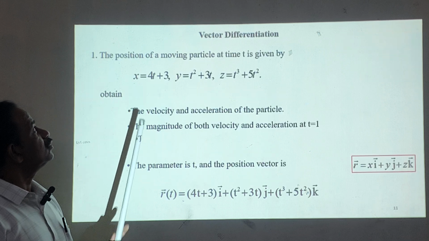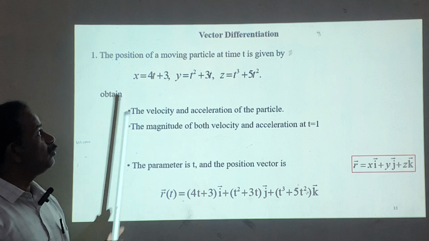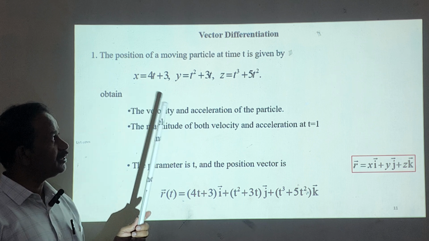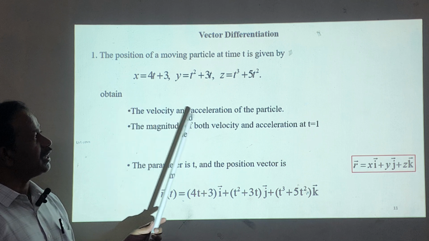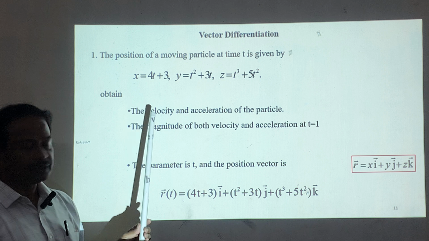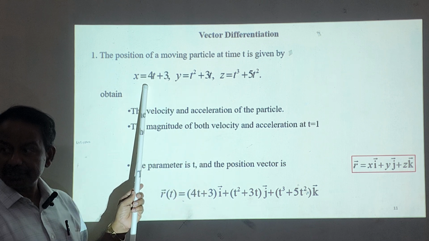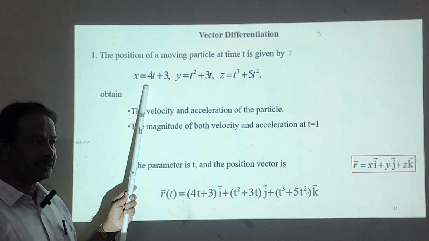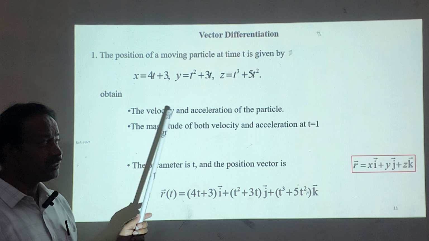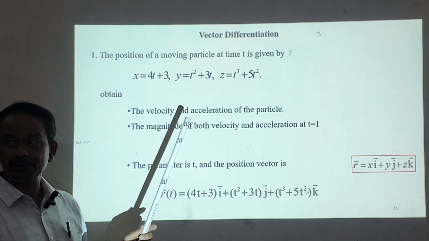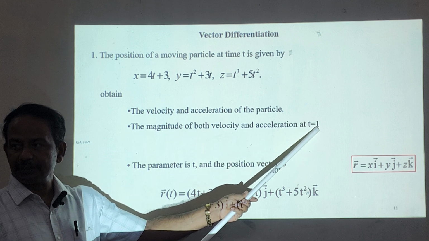Now vector differentiation. The position of a moving particle at time t is given as x equals 4t plus 3, y equals t square plus 3t, z equals t cube plus 5t square. Find the velocity and acceleration of the particle. Position is given. We differentiate with respect to t, that will give you velocity. Differentiate again, that will give us acceleration. So you have to differentiate 2 times. We find the magnitude of both velocity and acceleration at the point t equals 1.